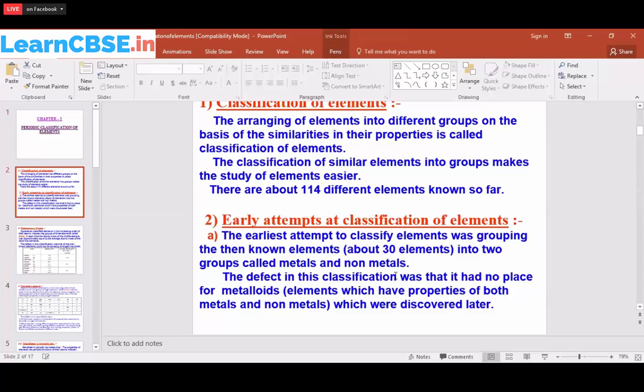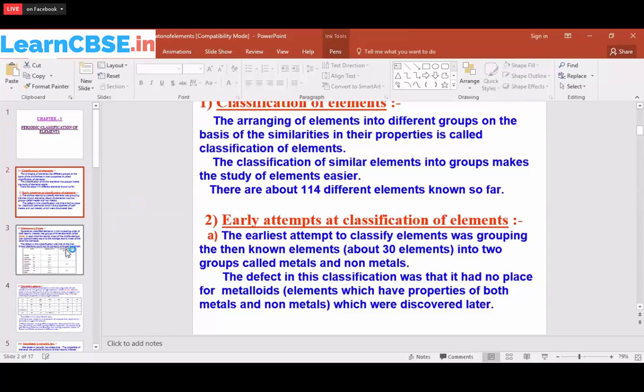They made the grouping as metals and non-metals. The metals they classified in one group, and the non-metals they classified in another group. But the defect in this classification was that there was no place for the metalloids. What is meant by metalloids? They have the character of both metals and non-metals. They had made only two groups, so they did not know where to place the metalloids, which were discovered later.